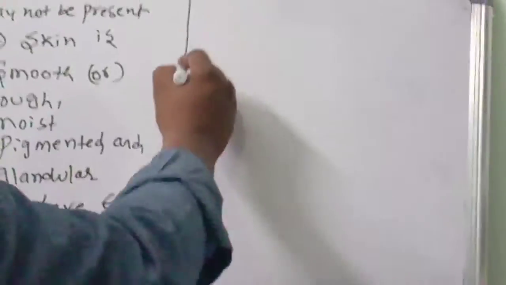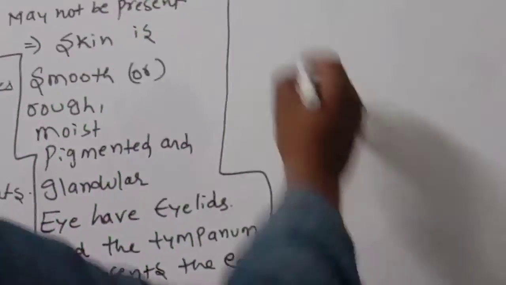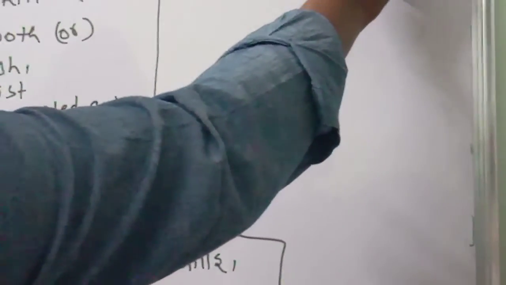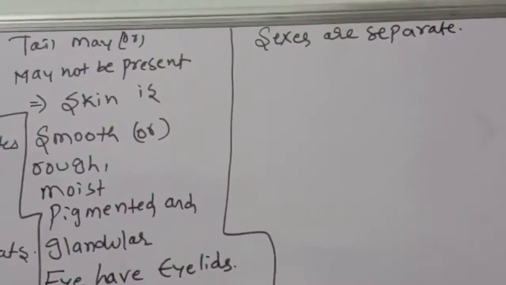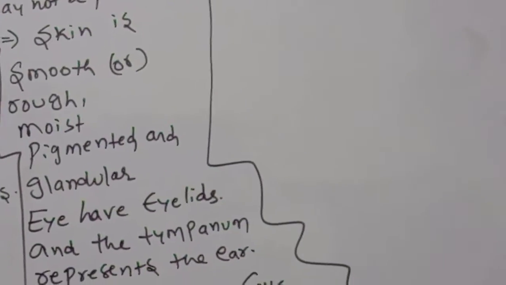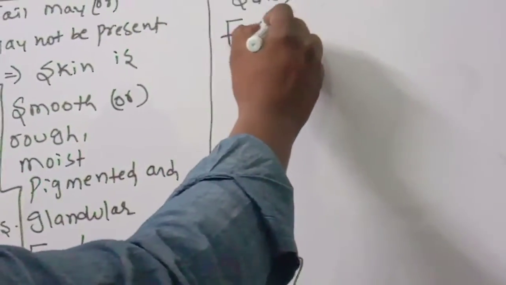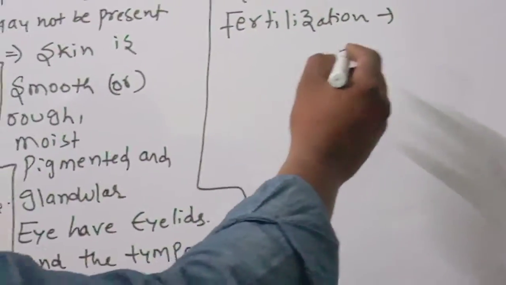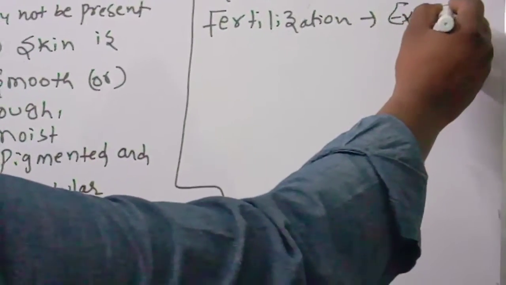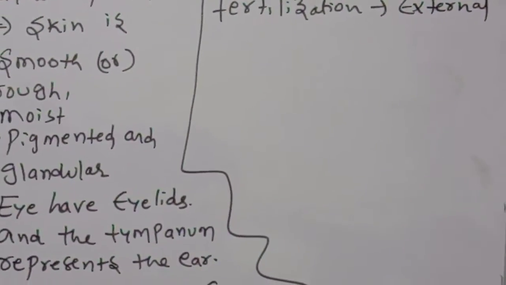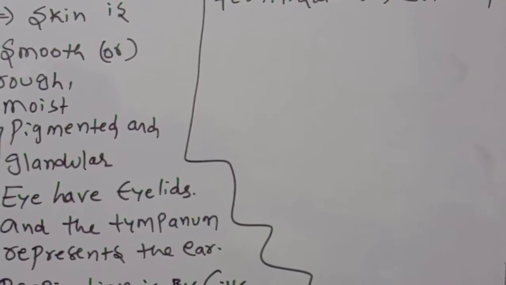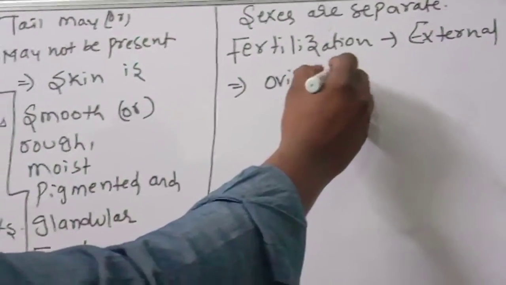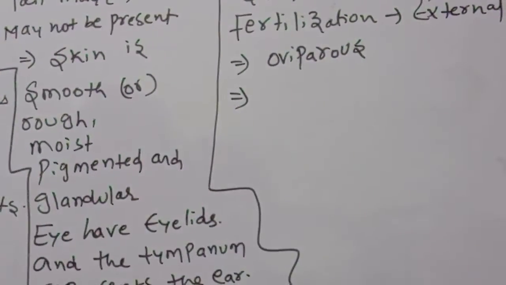Sexes are separate, which means male and female are separate. Fertilization is external, which means male and female gametes join together outside of the body. They are oviparous. What is the meaning of oviparous? They lay eggs. This is another important one.